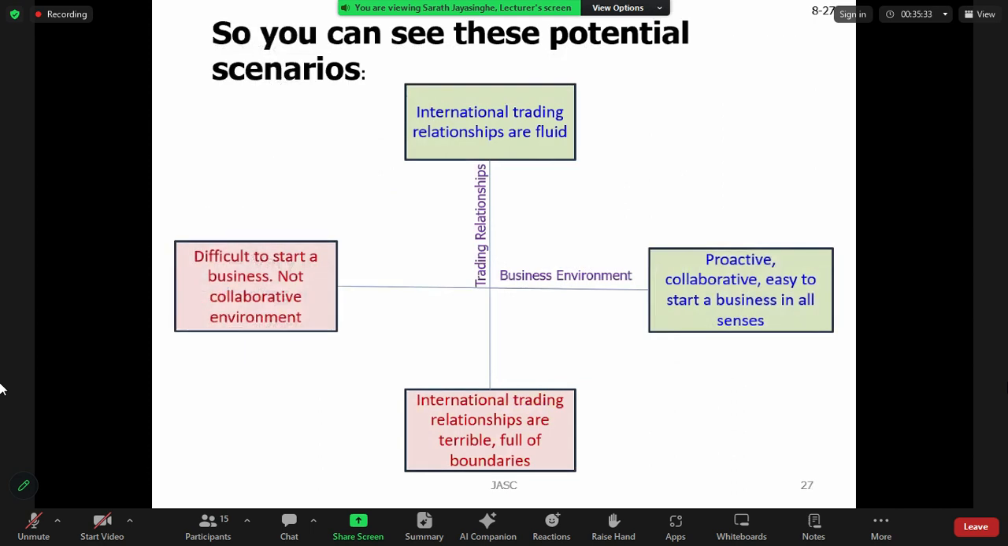Now you can map that based on the previous chart. You can see these potential scenarios. The first variable is trading relationships, the other is the business environment. Business environment: proactive, collaborative, easy to start a business in all senses, something positive. And here, difficult to start a business, a non-collaborative environment, the opposite of this one, right? And here, international trading relationships are fluid, something positive, and on the negative side, international trading relationships are terrible, full of boundaries. When you do scenario analysis with this type of mapping, you select two variables, select two extremes and name them, and you can identify different scenarios.